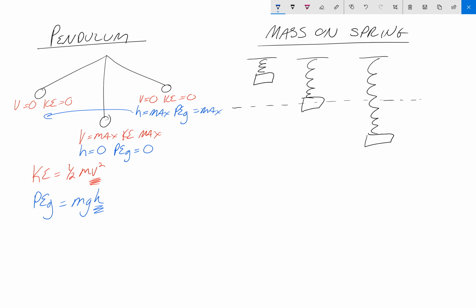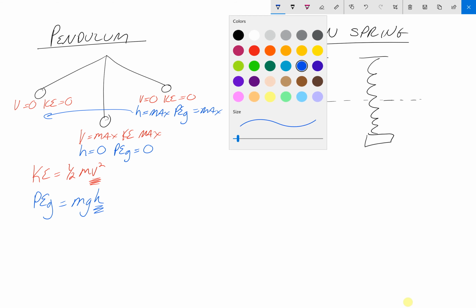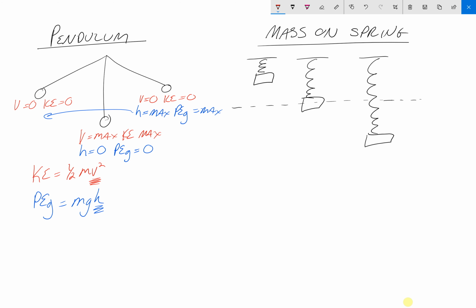It was the mass on the spring that was a little different. Now, same thing. Kinetic energy is 1/2 mv squared. And again, it's all about velocity. At the top and the bottom of our oscillation, the velocity is 0. Therefore, your kinetic energy must be 0. The thing has come to a stop.